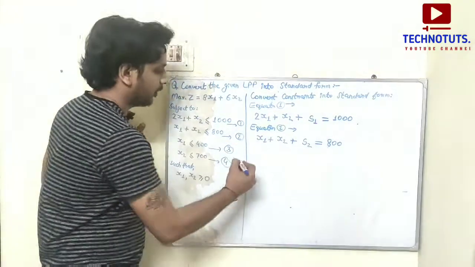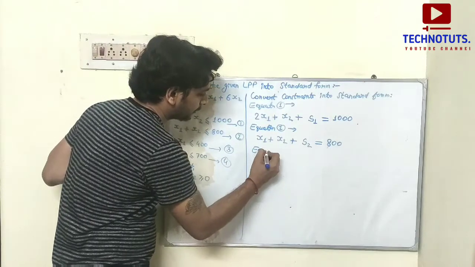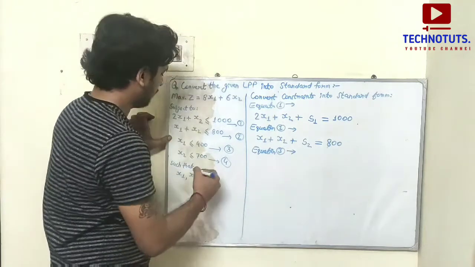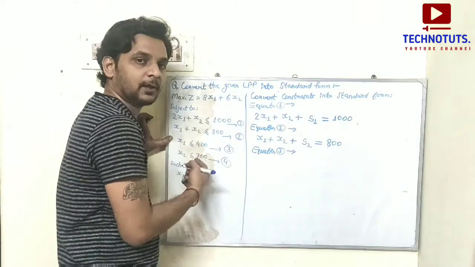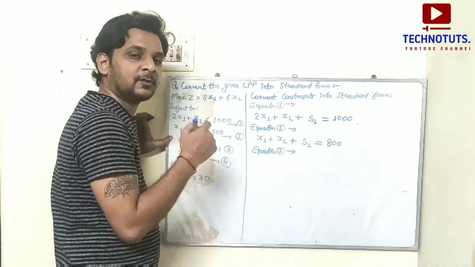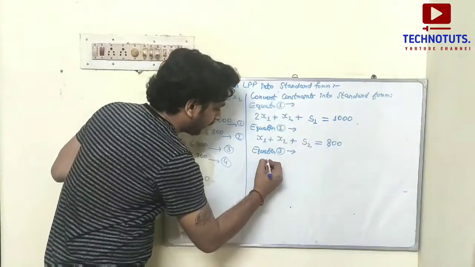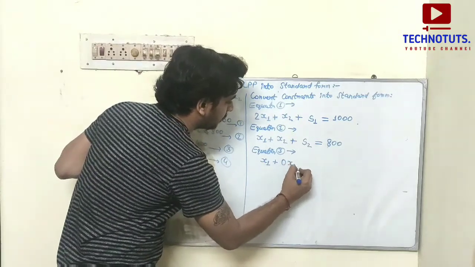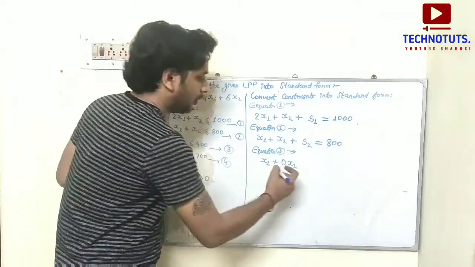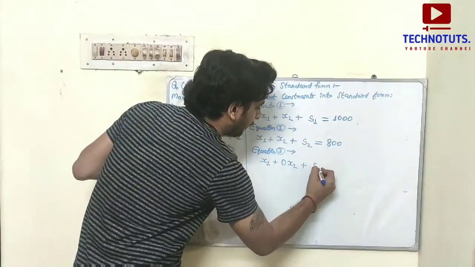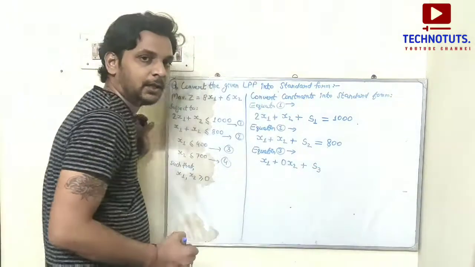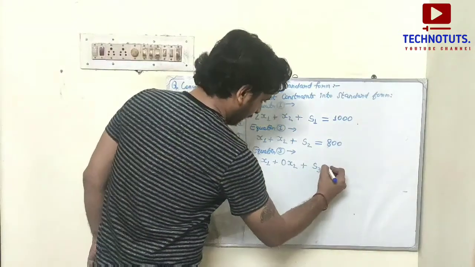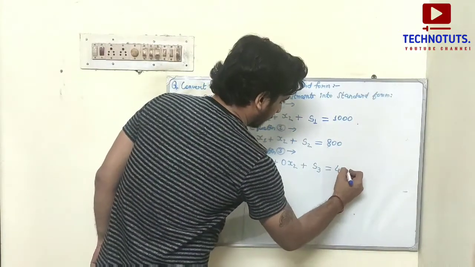Now we will convert equation number 3. Here x2 is not given, only x1 is given. That means x2 is present there, but its coefficient is 0. Just write it: x1 plus 0x2. Here also the less than or equal to sign appears, so we will add a slack variable. Here we are adding it the third time, so we will use suffix 3, with coefficient unity. So x1 plus 0x2 plus s3 is equal to 400.